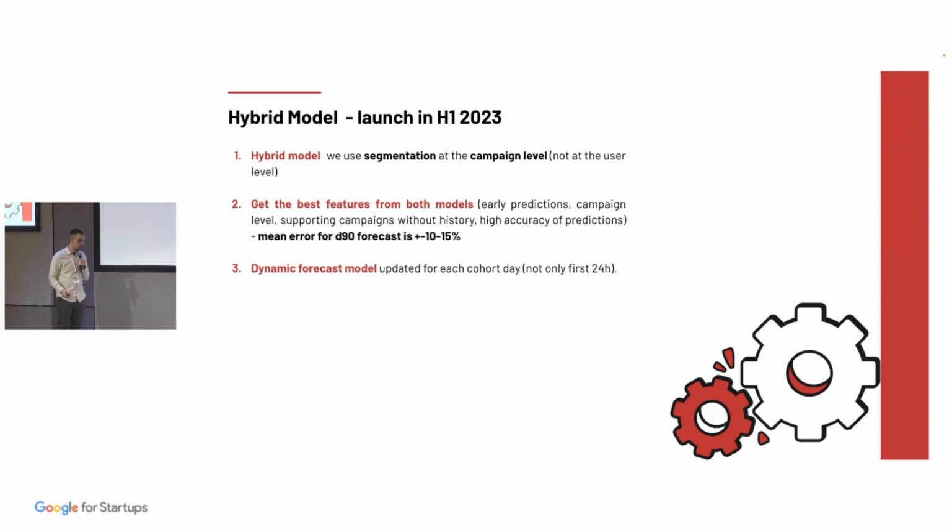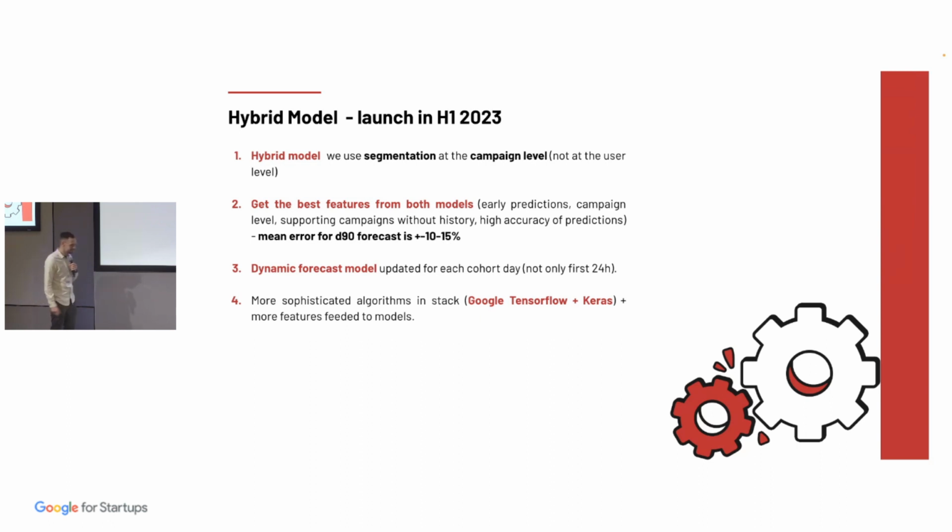It's also dynamic already, so we're doing updates every day. So first is 24 hours, maybe not 24 hours. It will be somewhere between 24 and 72 hours, but it's quite early. The first prediction is daily based, but then each day we do an update of the prediction to make it more accurate for the future.